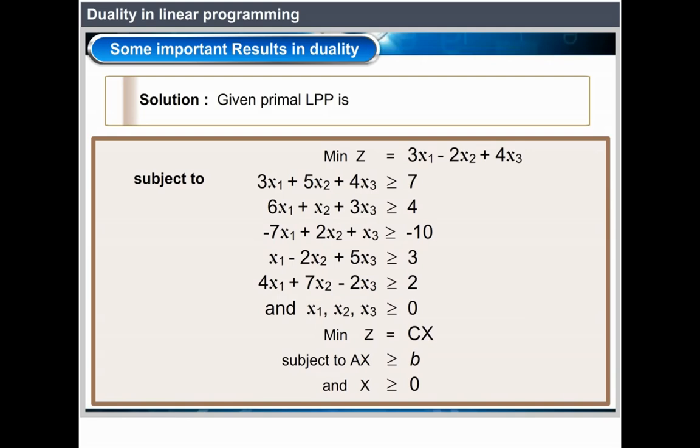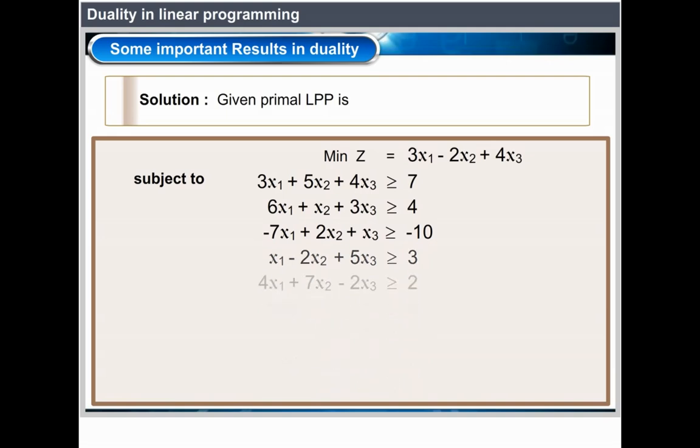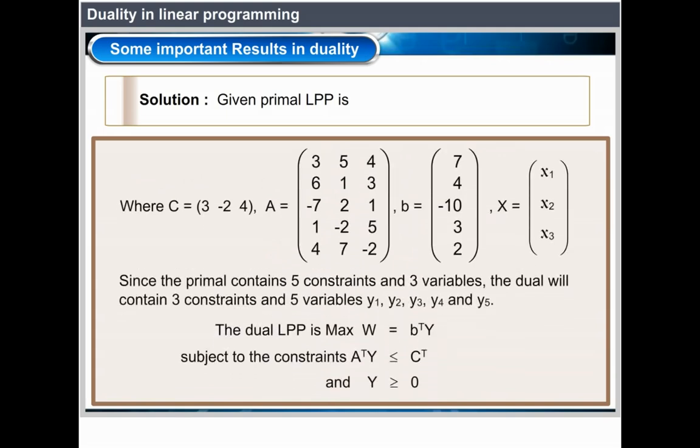That is, minimize z equal to cx subject to Ax greater than or equal to b and x greater than or equal to 0. C equal to 3, minus 2, 4 is taken from the objective function, then A equal to first row 3, 5, 4, second row 6, 1, 3, third row minus 7, 2, 1, fourth row 1, minus 2, 5, fifth row 4, 7, minus 2. This matrix is formed by using our constraints.